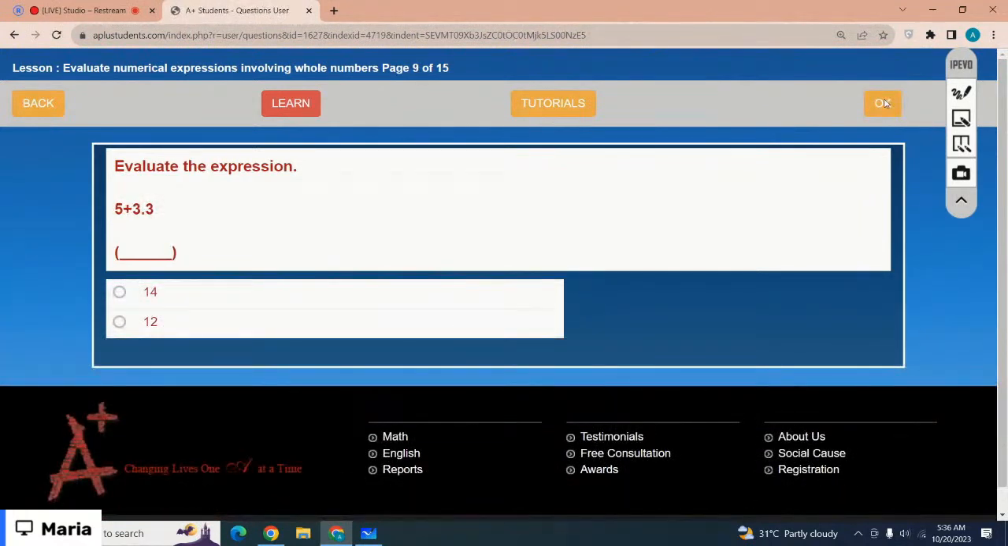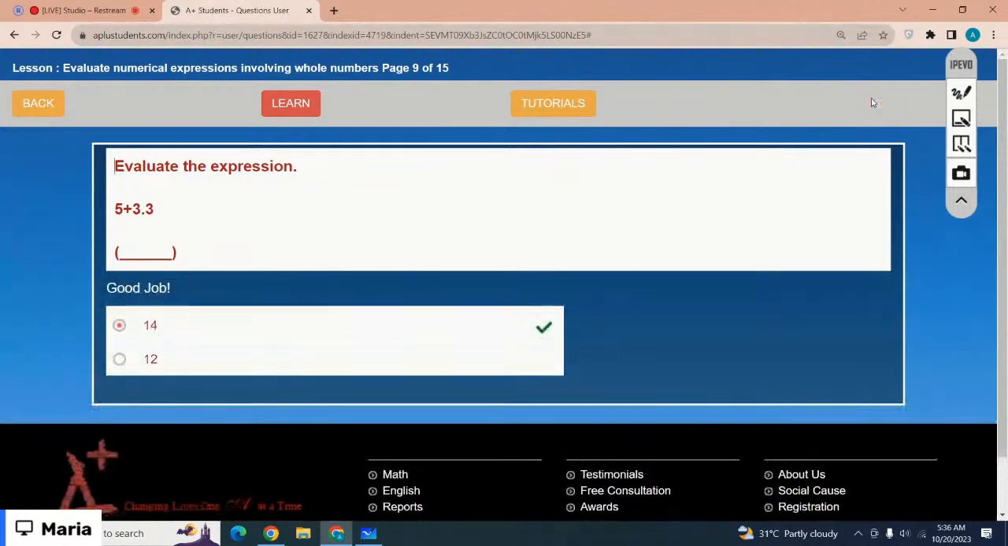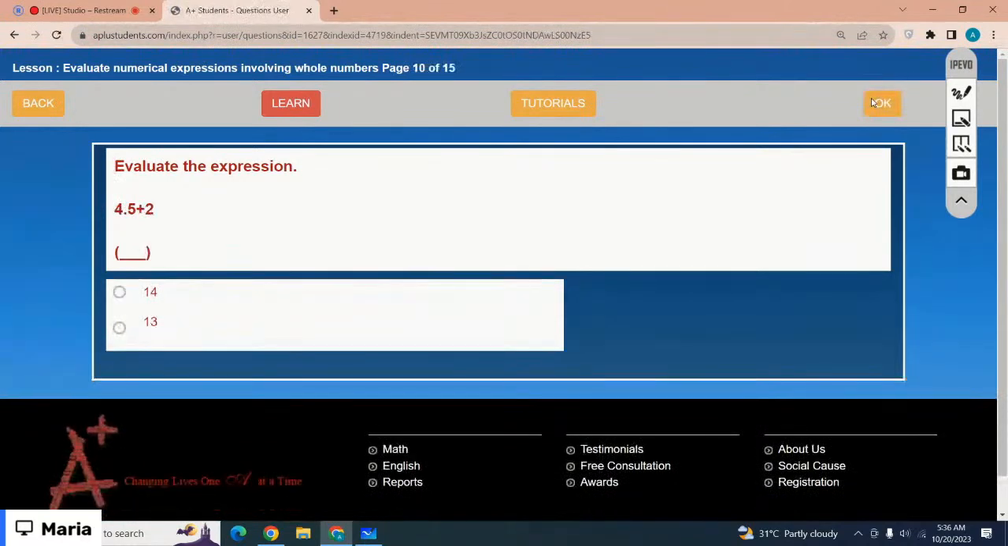5 plus 3 times 3. So 3 times 3 is 9 and 9 plus 5 is 14. Very good. The correct option is 14. Evaluate the expression 5 times 4 is 20 and 20 plus 2 is, yes, that would be 22. 4 times 5 is 20 and 20 plus 2 is 22.